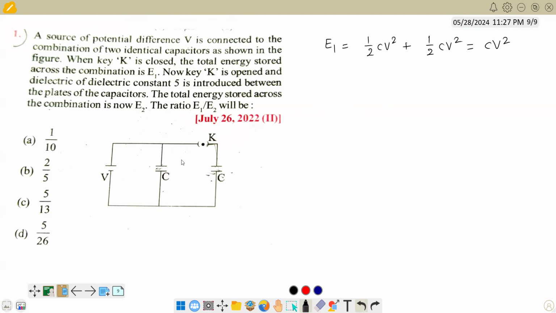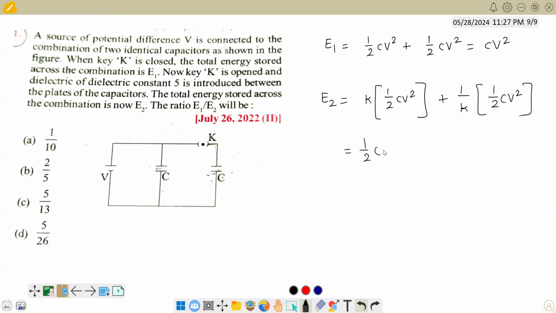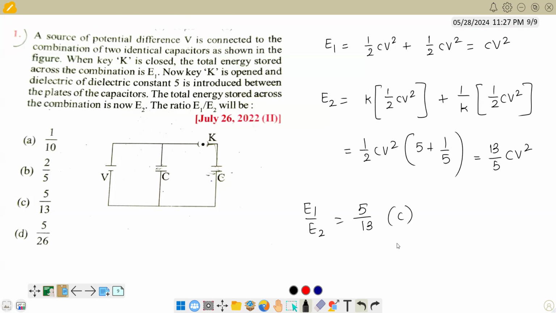Now, after that, we have removed the switch. Now we inserted a slab in this and inserted a slab in this. So E2 would become, this is like voltage connected to the source. Since the voltage is connected to C, we will write K times half CV square for the first one. This is an isolated one. For an isolated one, the energy becomes 1 by K times the original one. So if you take half CV square common, you get K plus 1 by K, so 5 plus 1 by 5. So you'll get 13 by 5 CV square, and we will get E1 by E2 equals 5 by 13, which would be option C.